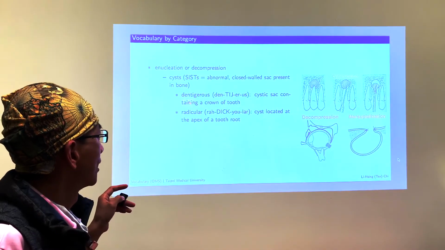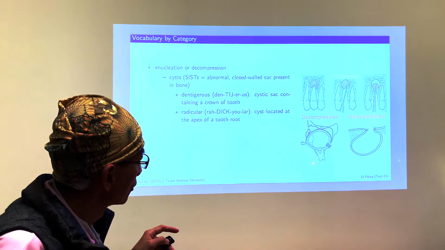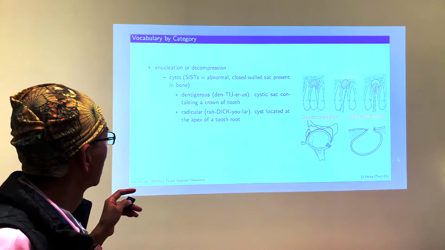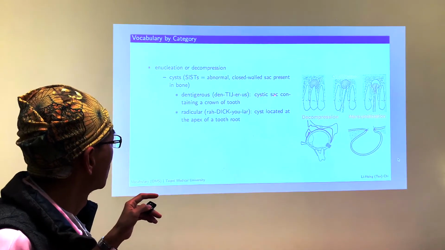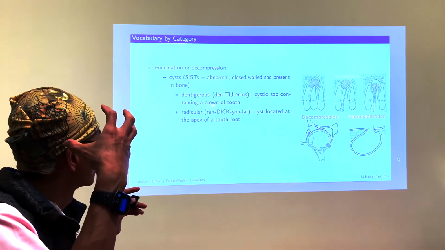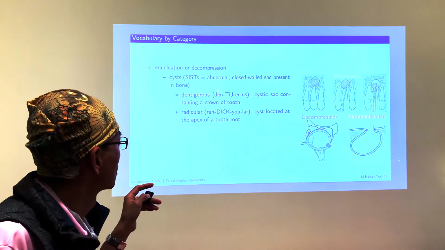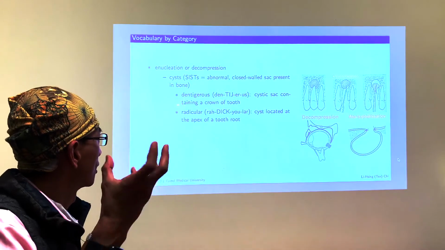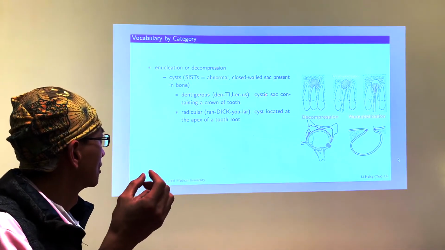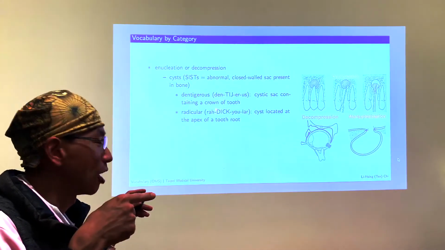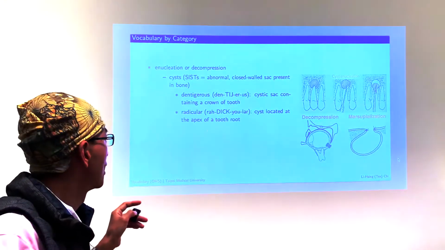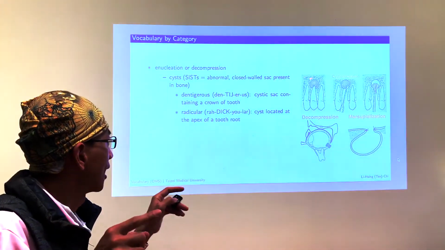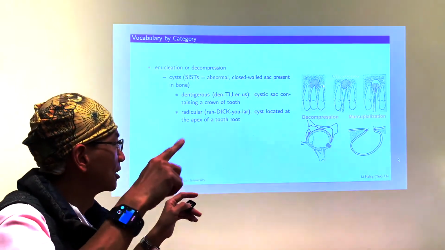In the other situation, if we have an impacted tooth with a cyst around the crown of the tooth, that means a dentigerous cyst. A cyst around a tooth on the crown portion is dentigerous. But if it is on the root side, then it is a radicular cyst.